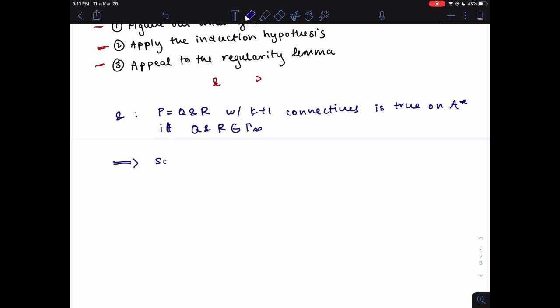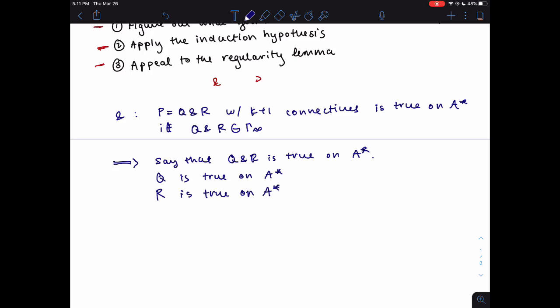So we want to assume that Q and R is true on A star. All right, so if Q and R is true on A star, then we know by the definition of the ampersand that Q is true on A star and R is true on A star. In order for a conjunction to be true, both of the conjuncts must be true. So we know this just by the truth table for the conjunction.